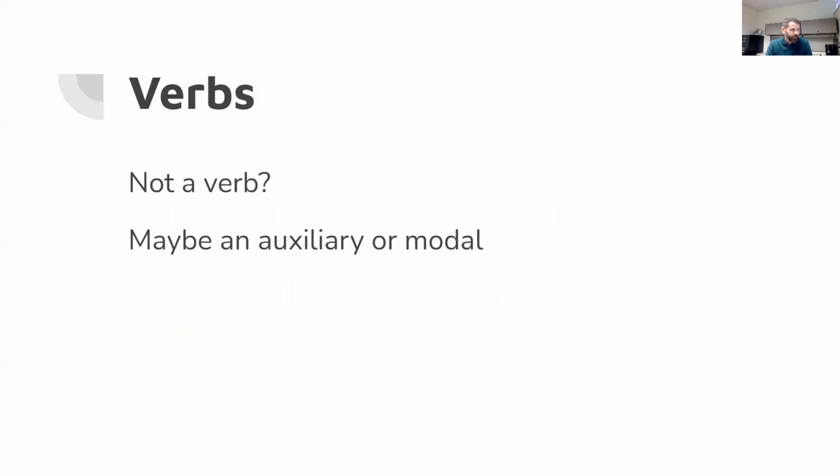Let's talk about verbs then. If something looks like it's a verb, but it's not a verb, and so it doesn't fit all of our proofs that we're going to look at, it might be an auxiliary verb or a modal. These function along with verbs to create verb phrases. So that's something to keep in mind, and we'll talk about auxiliaries and modals a little bit later.